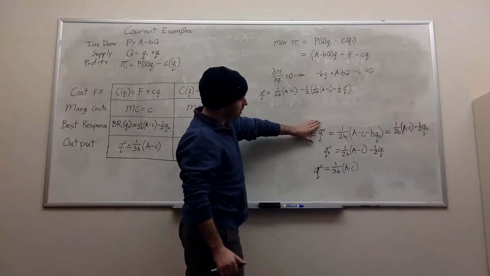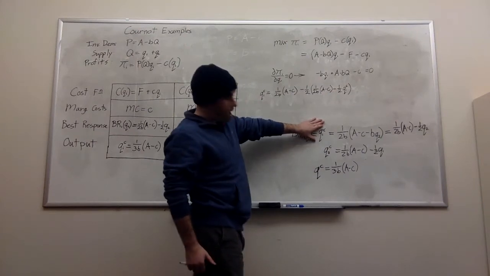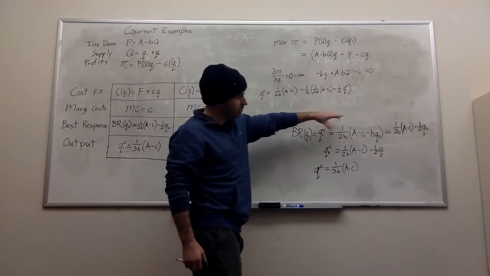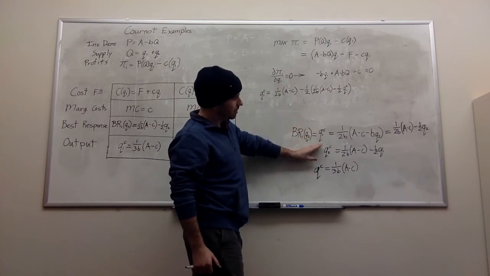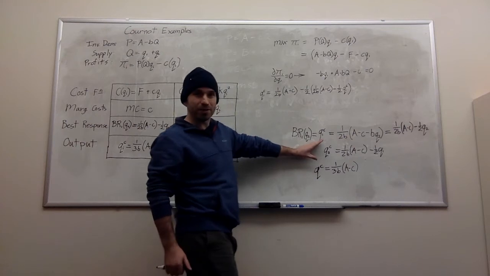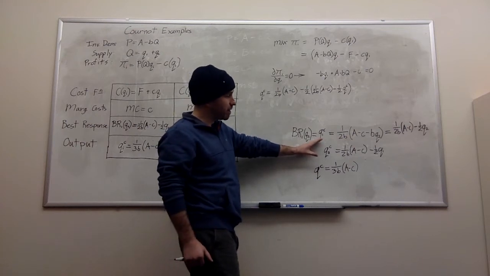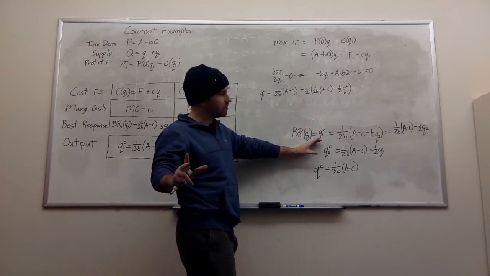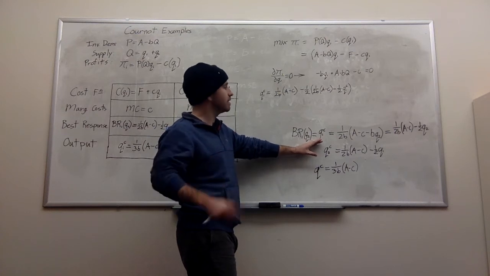Right? So what I've done now is I've said this is firm 1's best response to firm 2's output choice. And this is firm 2's best response to firm 1's output choice. I want them to be solving those simultaneously, right? And this works even if I don't have symmetry necessarily.